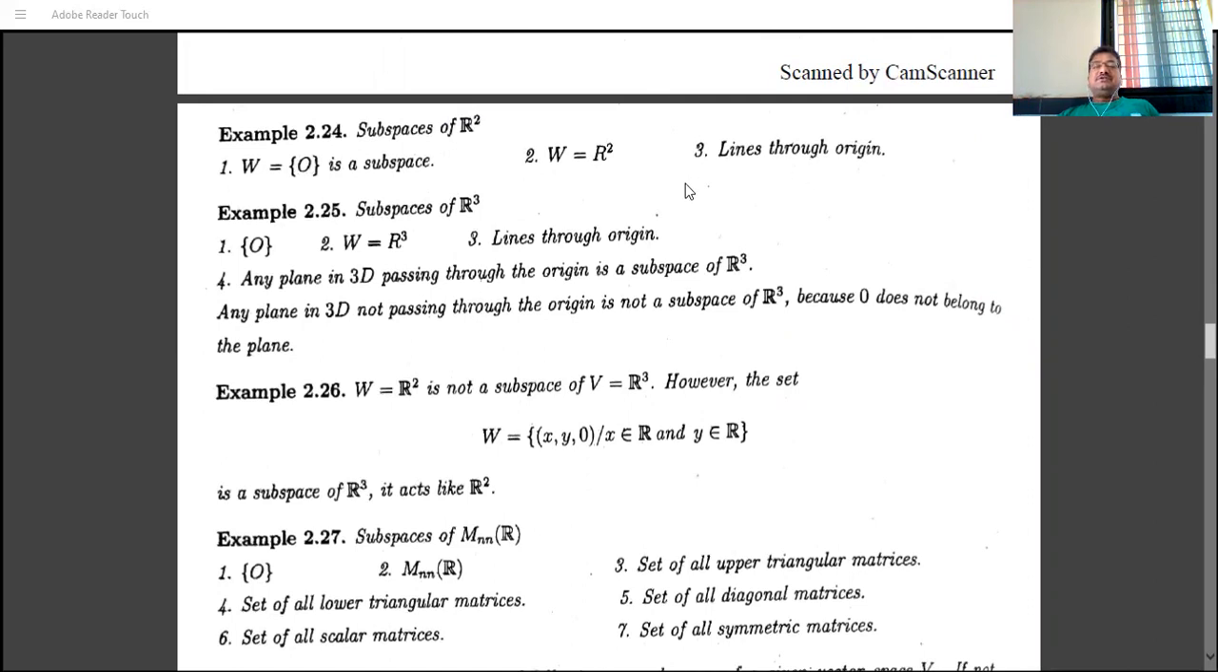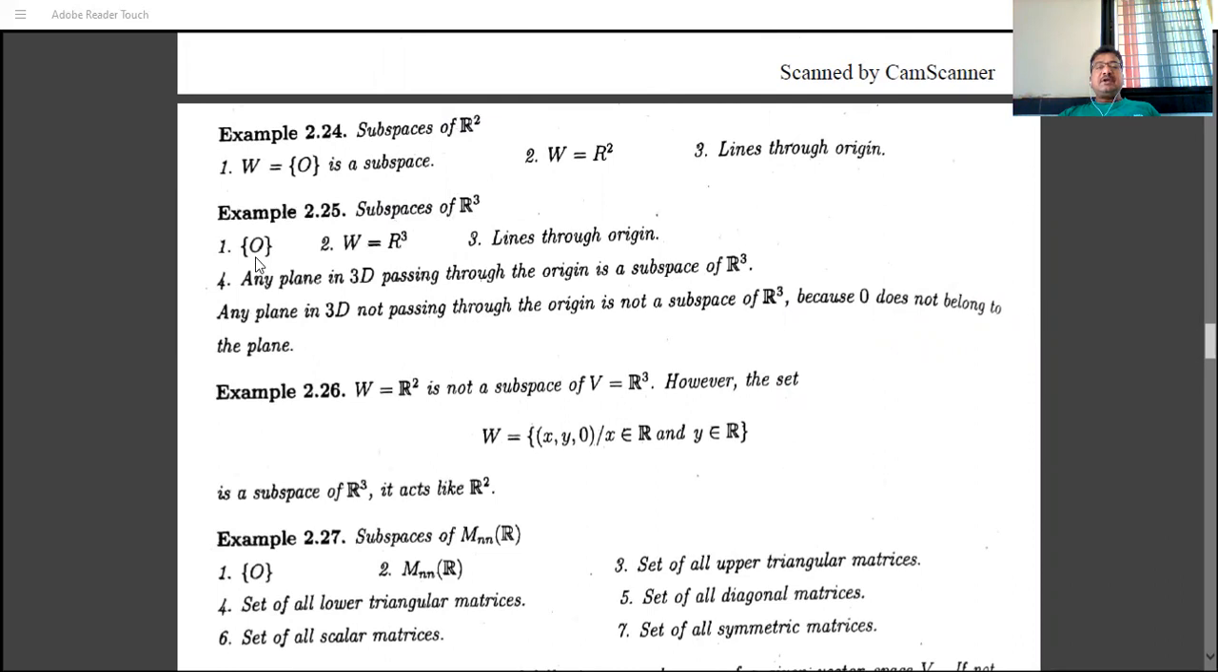And lines through origin. So the set of x, y belonging to R square, so that y is equal to mx. Y is equal to mx. Set of all, for example, y is equal to 3x, y is equal to 4x is the set of all lines through origin. And this is a subspace of R2.